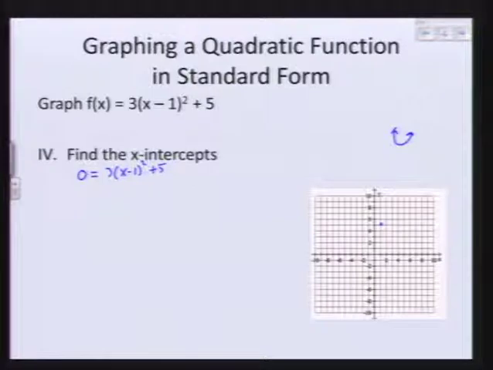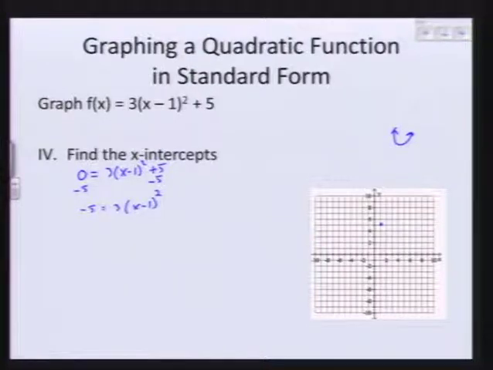Now, the first instinct of most people here is to say, gosh, I've got to solve this. I've got an (x minus 1) squared, and most people would try to square that right away. But I'm going to show you a different method that you may have seen before. We're going to work with the square term here. First, we subtract 5 from both sides of the equation, so I've got minus 5 equals 3 times (x minus 1) quantity squared.